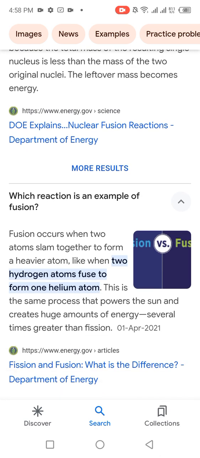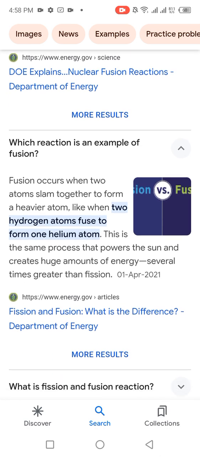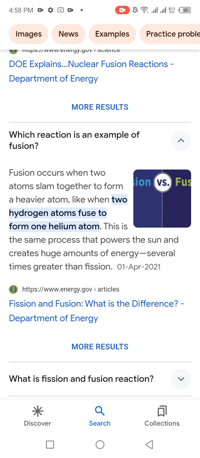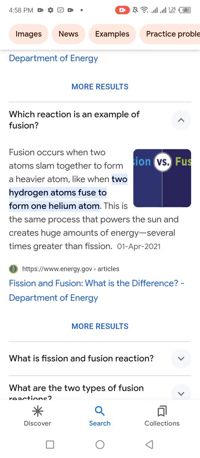Which reaction is an example of fusion? Fusion occurs when two atoms slam together to form a heavier atom, like when two hydrogen atoms fuse to form one helium atom. This is the same process that powers the sun and creates huge amounts of energy, several times greater than fission.